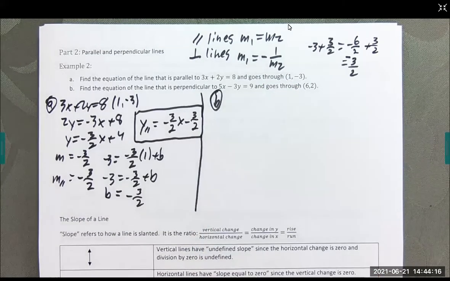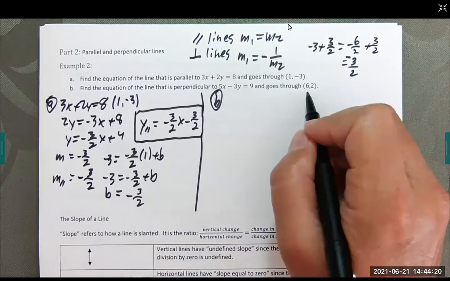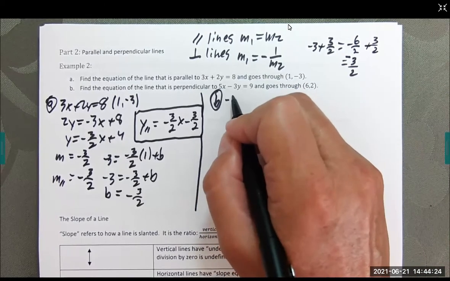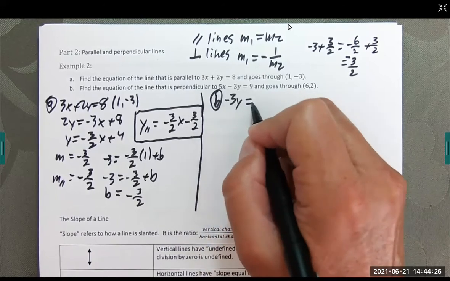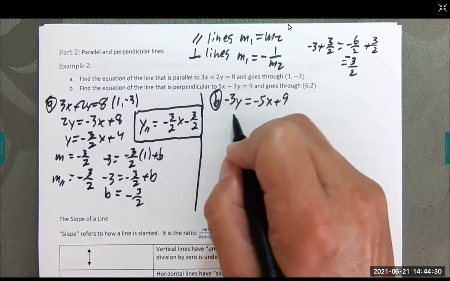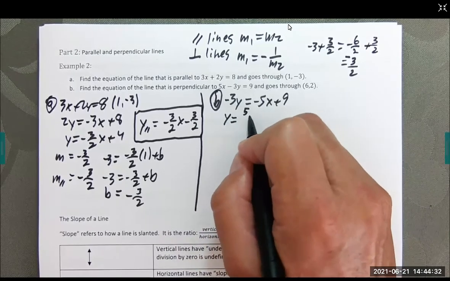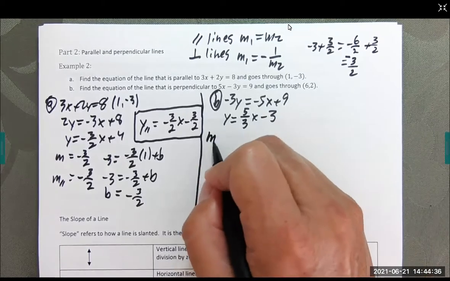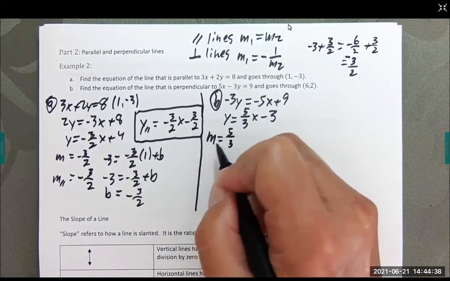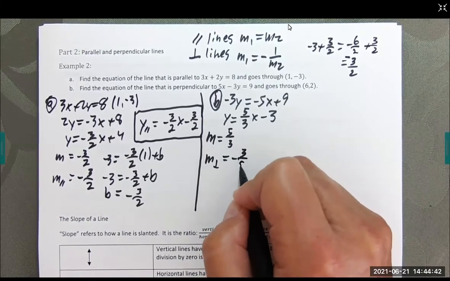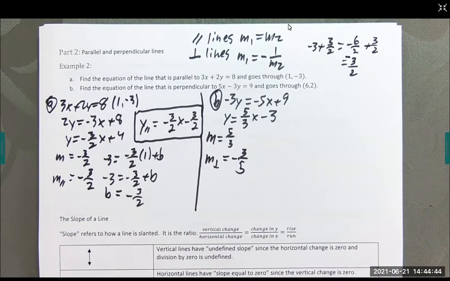Part B, find the equation of the line that is perpendicular to this line and goes through this point. So let's subtract the 5x both sides. We'll put this in a slope-intercept form so we can clearly see what the slope is. Divide by negative 3. So if the slope is 5 over 3, then the perpendicular slope is negative 3 over 5. So it's always the opposite sign and you flip it.